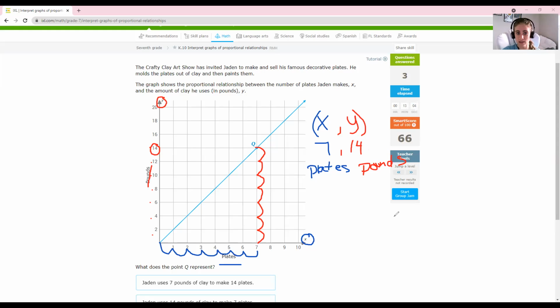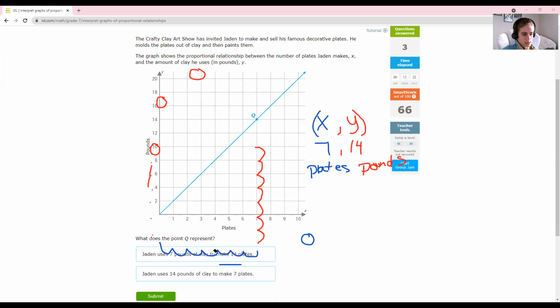And in regards to what it means, I'm going to read these in a second, but it'll be something about 7 plates being 14 pounds, or needing 14 pounds of something. Clay, that's what it was. So Jaden uses 7 pounds of clay to make 14 plates. Nope, if we look at what we have here, it's 7 plates and 14 pounds. So second option, Jaden uses 14 pounds of clay to make 7 plates. Yeah, that matches. 14 pounds of clay to make 7 plates.